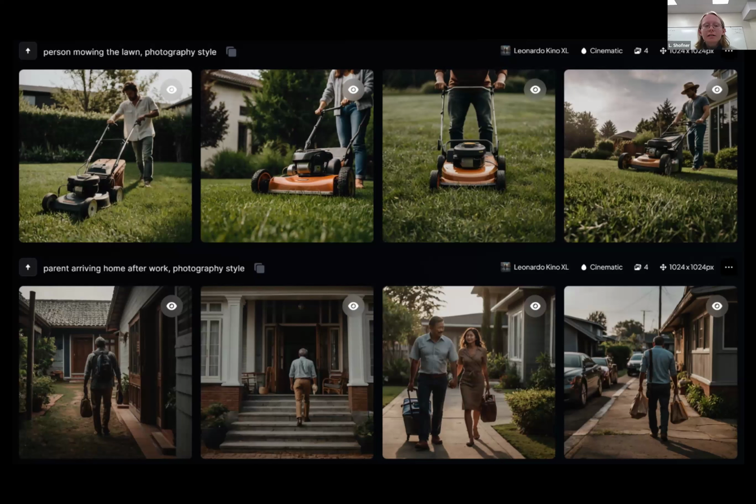And then also we had a parent arriving home after work. Pretty much all these are male. There is a woman in one of the images, so they both could be returning from work. Maybe he's escorting her from work, but there is still a guy in that image.